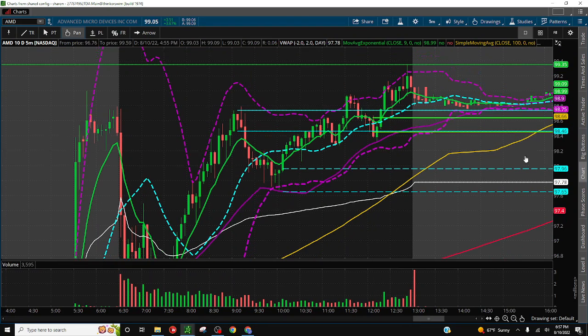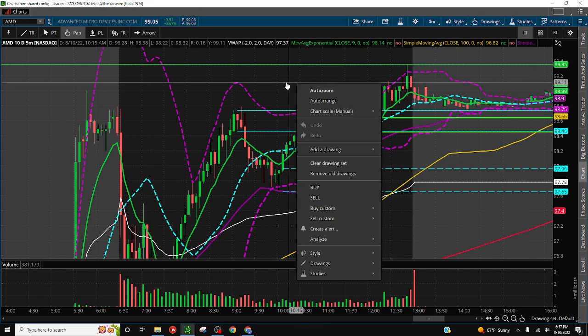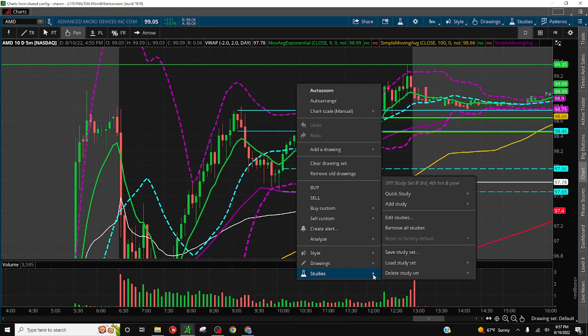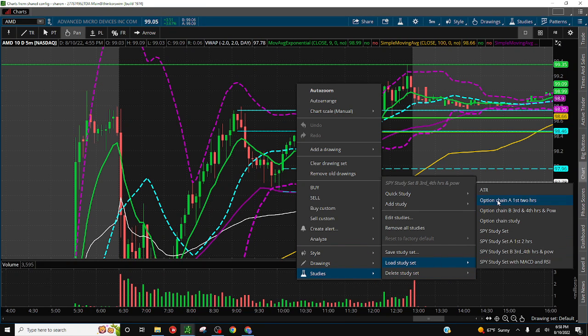All right, that's about it. Option chains. If I were to do an option chain, yeah, it's the same thing. But the setup's a little bit different from what I have. So I have option chain first 2 hours, option chain 3rd, 4th, and power hour.